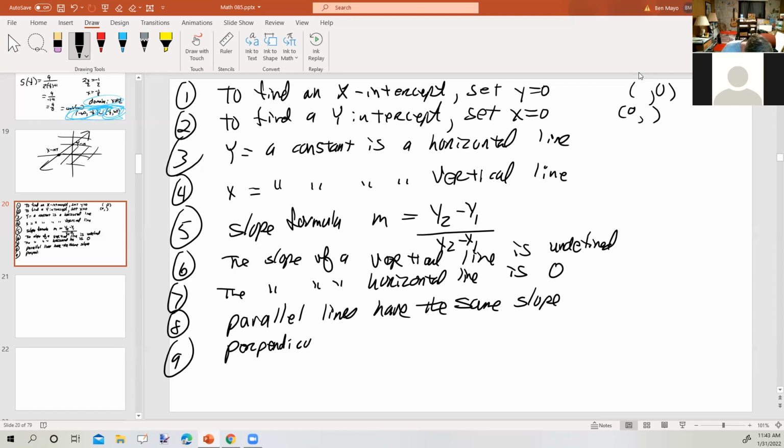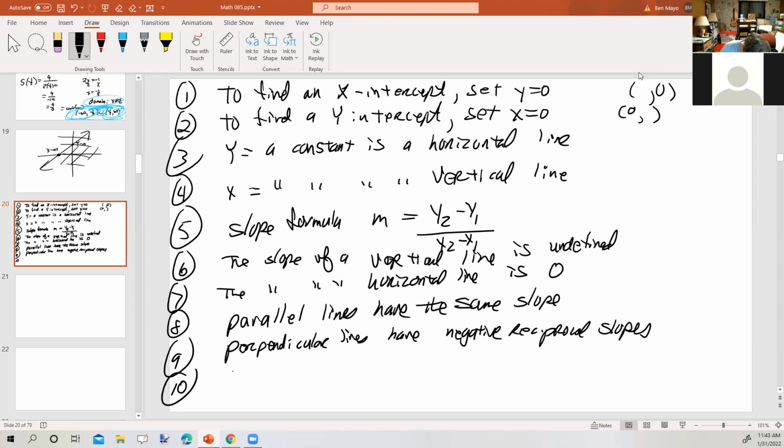Perpendicular lines have negative reciprocal slopes. So if you've got two lines that are perpendicular that meet at a right angle, if the slope of one is like 2/3, the slope of the other would be negative 3/2.